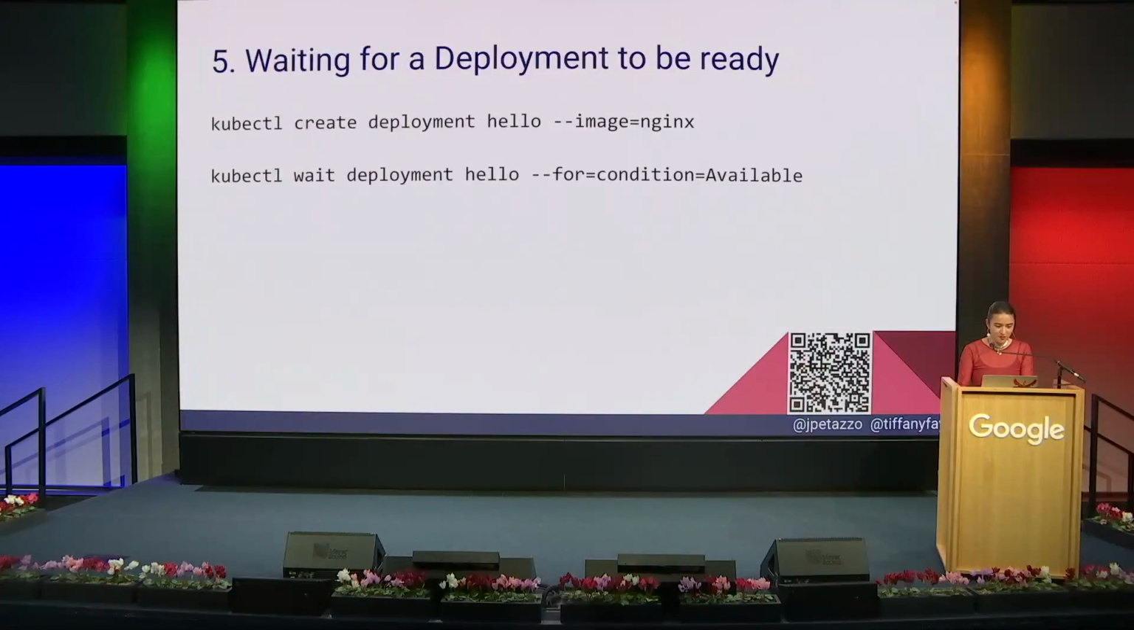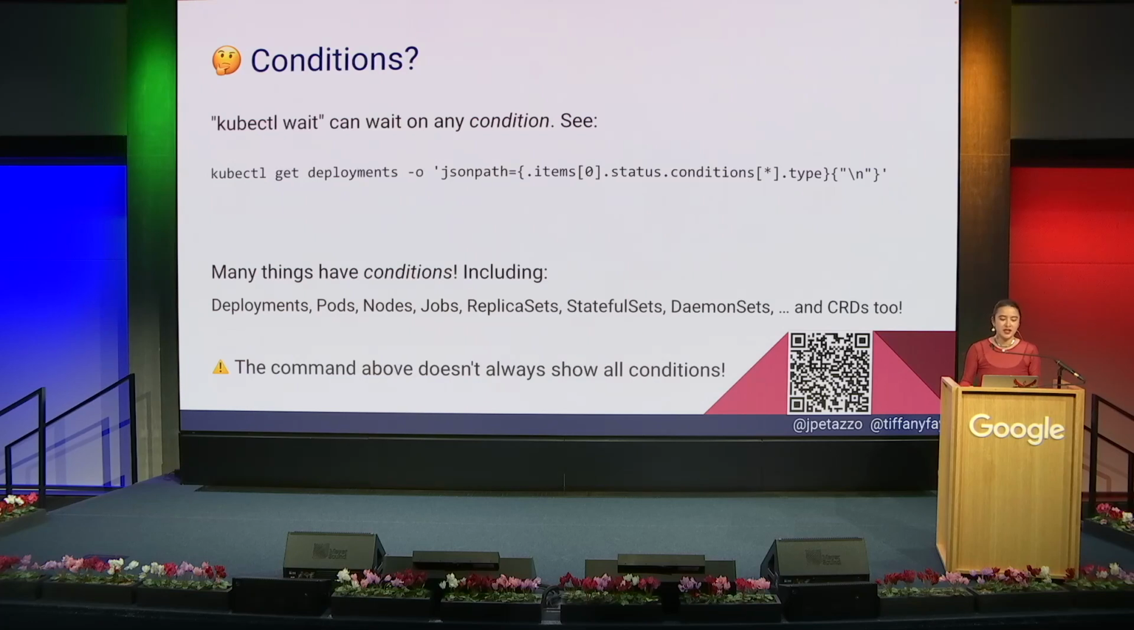Okay, so there's a bunch of different conditions that you can wait on. Depending on what kind of resource it is, there are different conditions. Say if you have a pod or a daemon set, the type of condition may not be the same. To find at least some of the conditions that you might have, there's a command you can do. Who here knew that you can do -o jsonpath? Okay, just making sure people are still here.